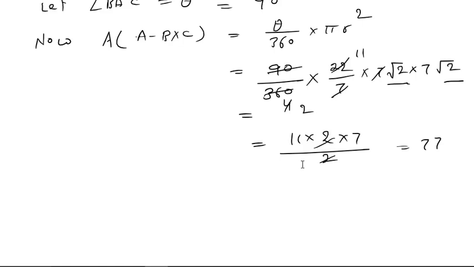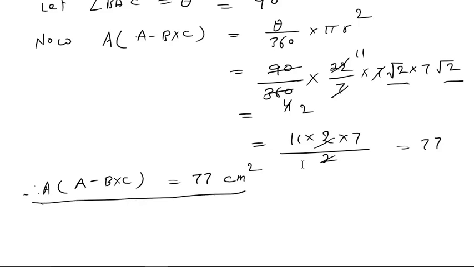So here I will say that therefore area of sector BXC is equal to 77 centimeter square. Okay. Now area of triangle.